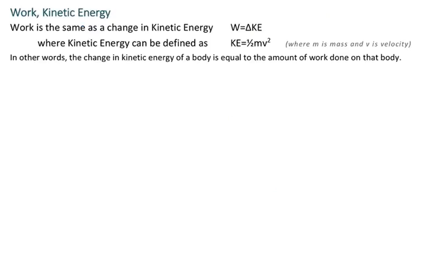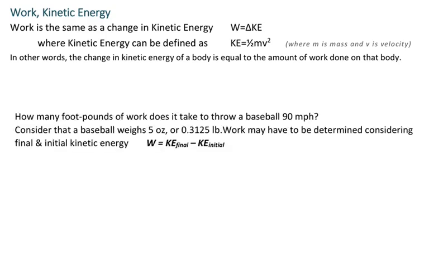So what we just said on the previous slide is that work is kinetic energy, right? It's the same as the kinetic energy, or the change in the kinetic energy, delta meaning change in. So work is the change in the kinetic energies, and that change is found by doing the difference of 1/2 mass times the velocity squared. Right? So, in other words, the change in kinetic energy of a body is equal to the amount of work done on that body. So here we have our question.